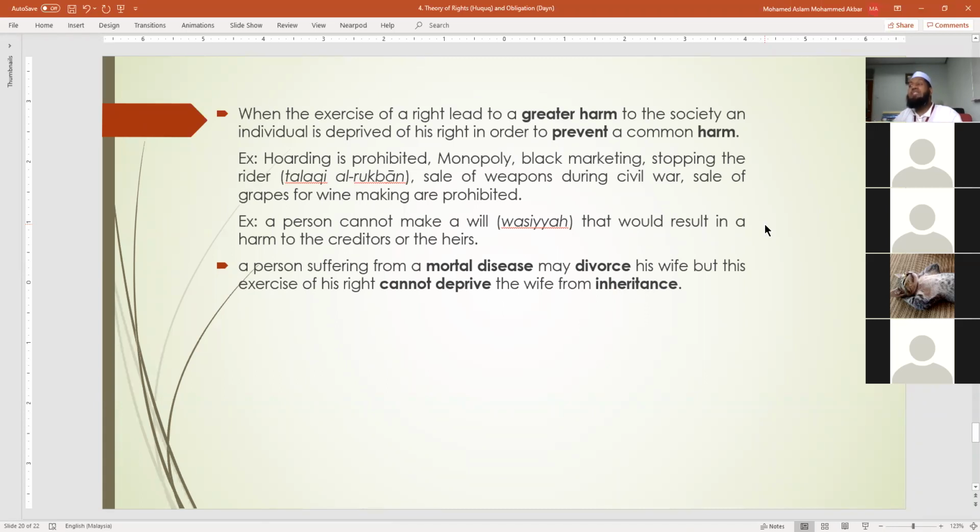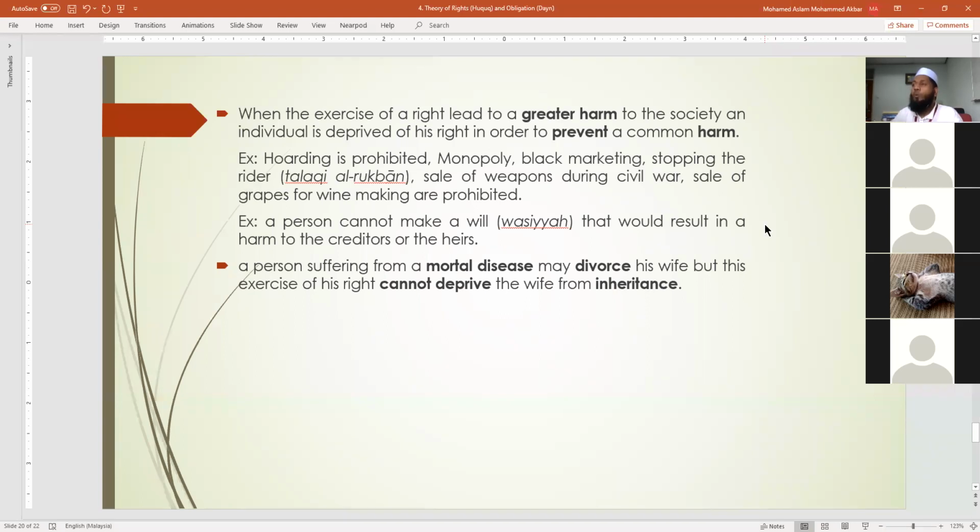Sale of weapons during a civil war, sale of grapes for wine. Remember last time we told you, sale of grapes for wine making is prohibited. This all will actually lead to a greater harm to the society, right?